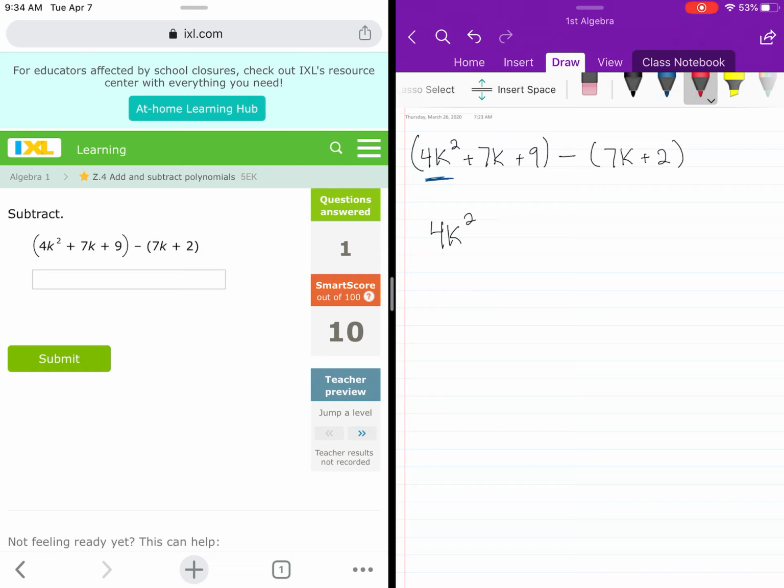Now we have to keep in mind that here we are subtracting now. So we're going to go on to the next one. Now we're going to do the 7k with the 7k. But remember, this is a minus. So 7k minus 7k, that's going to become 0. You're taking away the same thing. So that's not going to be there anymore. Okay. Then the next term, the 9 and the 2. See, I can only put those together because they don't have a variable. And remember, we are subtracting. So we have 9 minus 2. That gives us a positive 7.